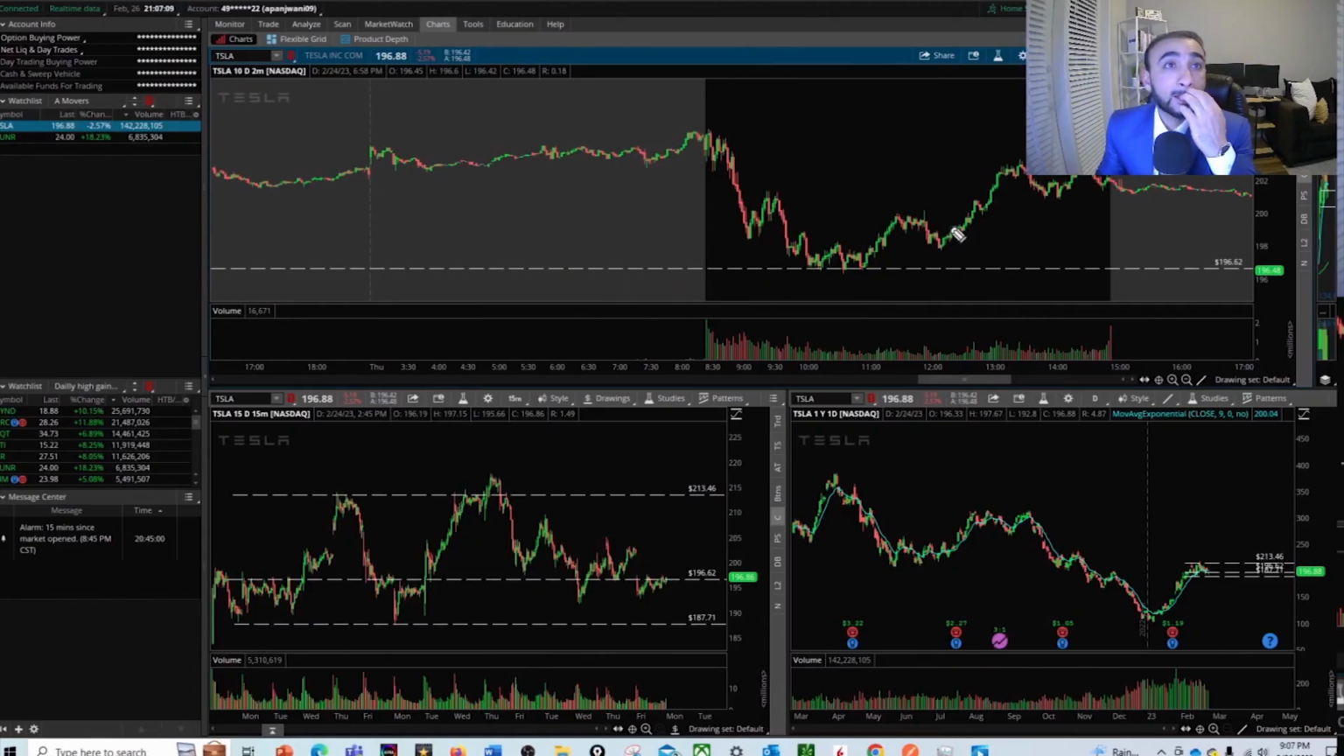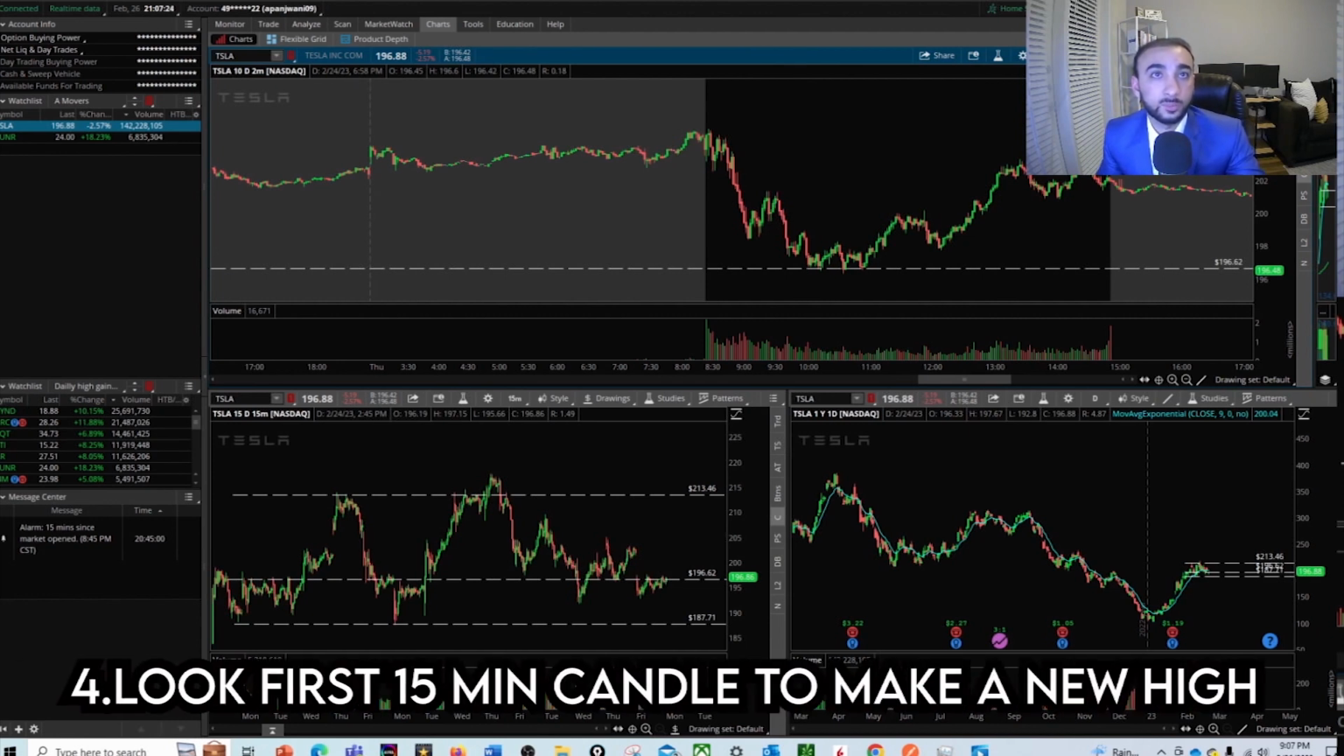Number 4. Now don't worry, we will put all these points into an example and look at it at the end. Everything that I've talked about, we're going to put into a real life example. Now, 4th is to keep an eye on the first 15-minute candle to make a new high. So what that means is, let's look here.